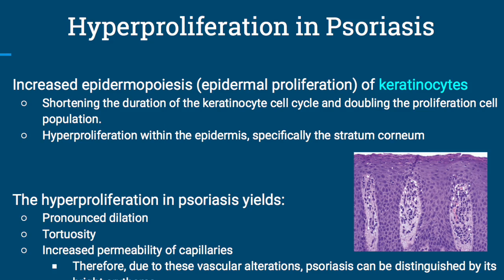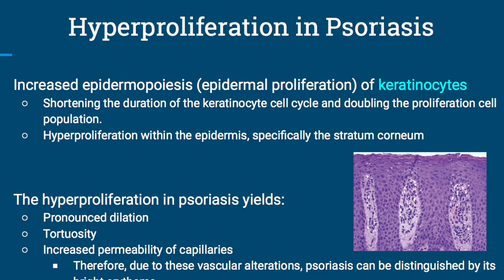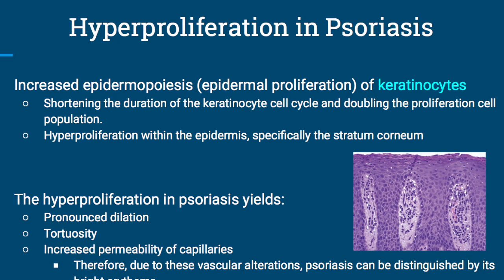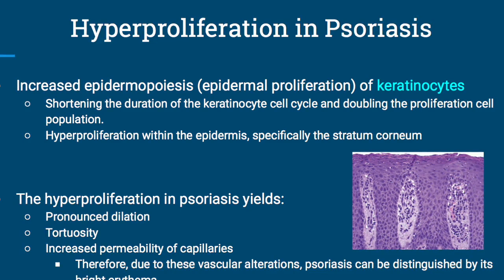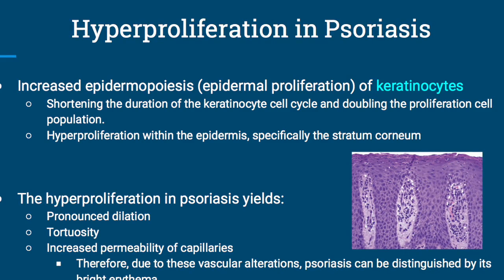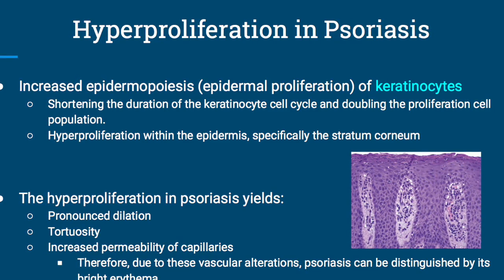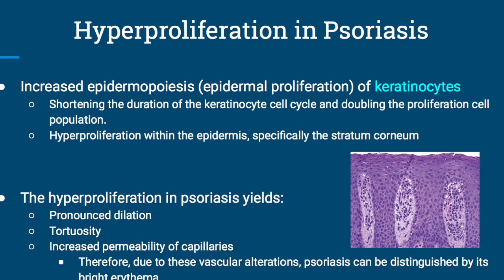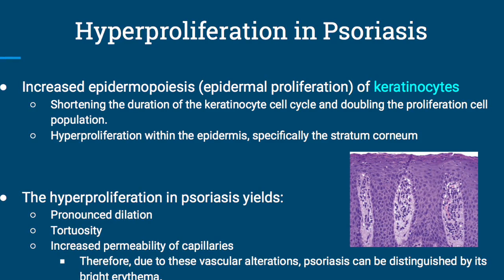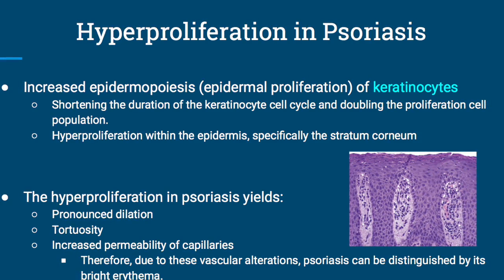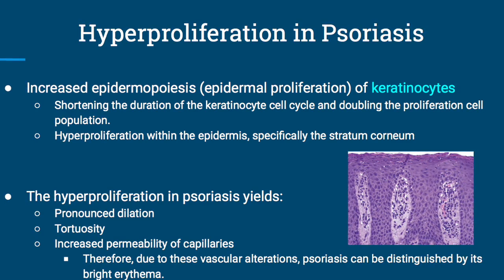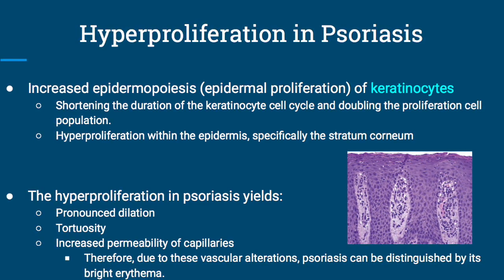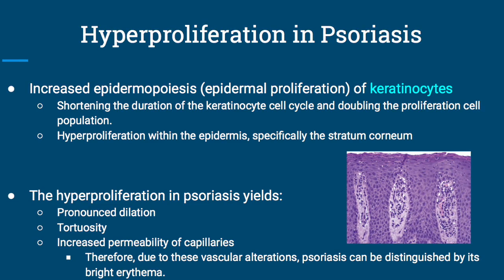Okay, so I'm going to be talking a little bit about the hyperproliferation in psoriasis. So first is increased epidermal poiesis, specifically of the keratinocytes. These keratinocytes are located within the stratum corneum, which is the most superficial layer of your epidermis. With people that have psoriasis, because of this hyperproliferation, it's actually said that they can have up to as many as 30 times more keratinocytes per unit of skin.